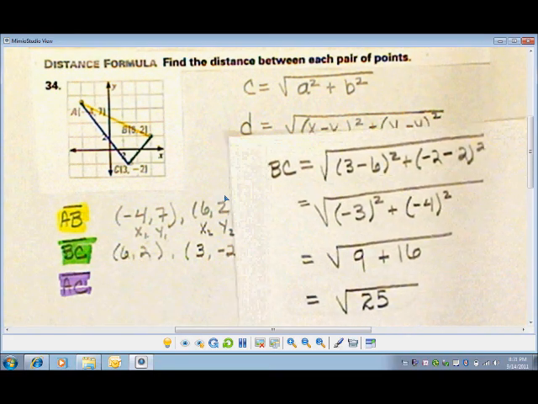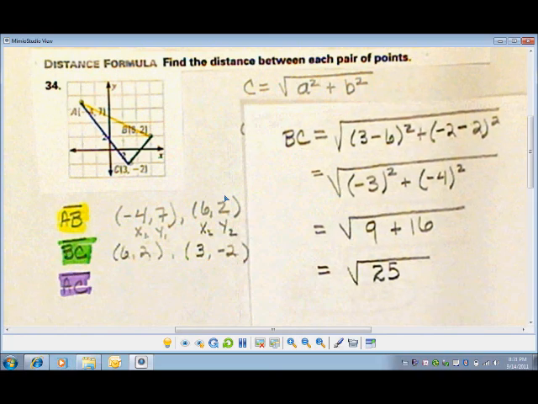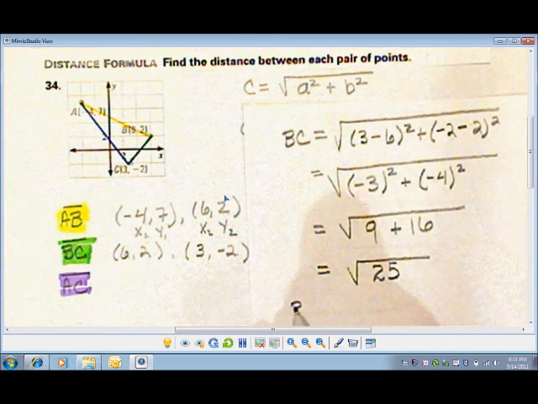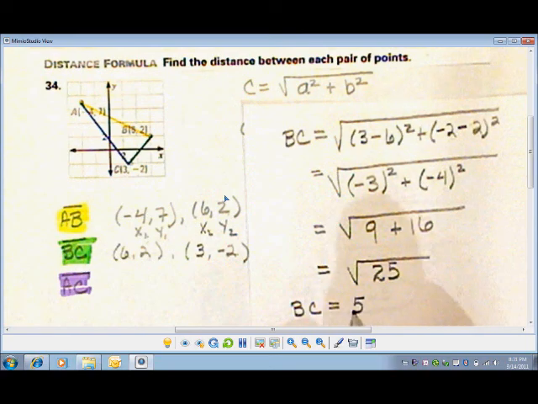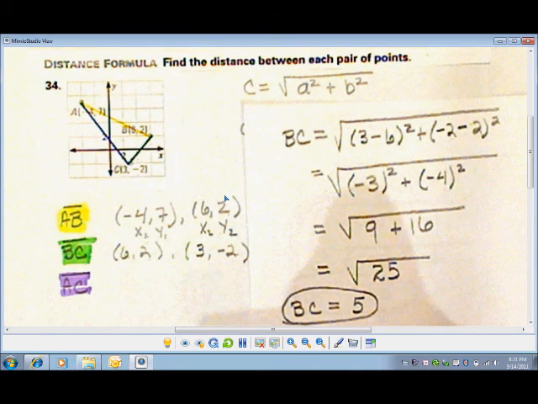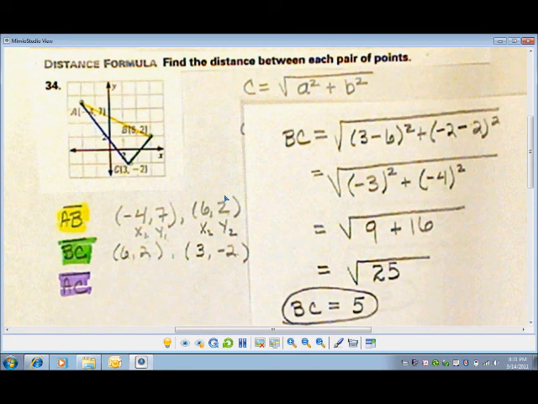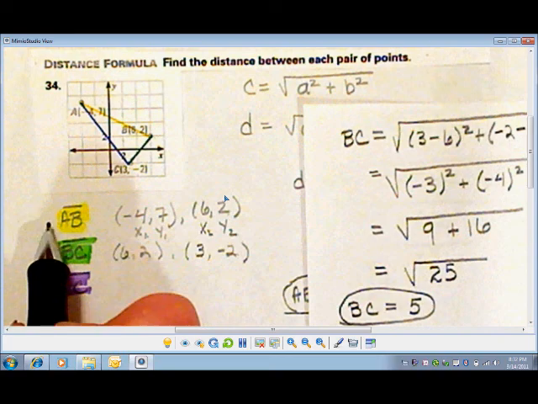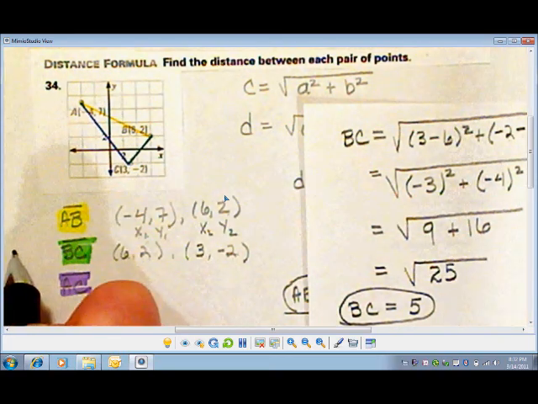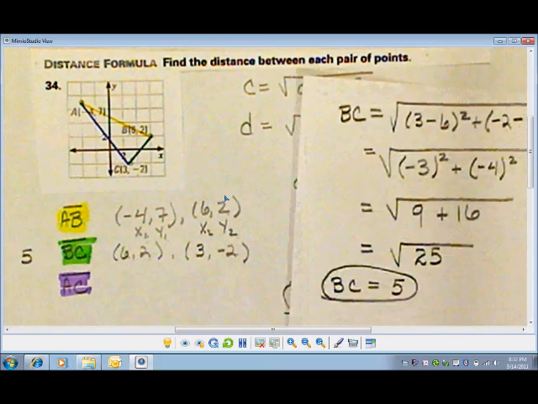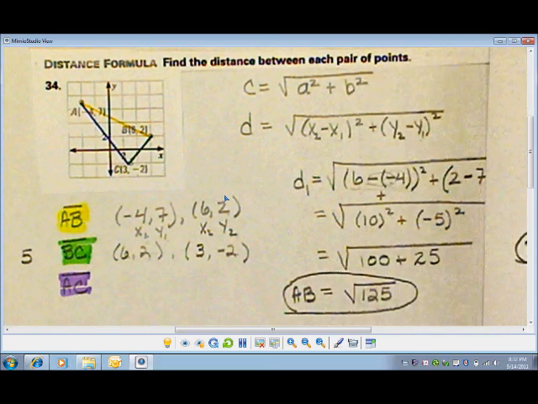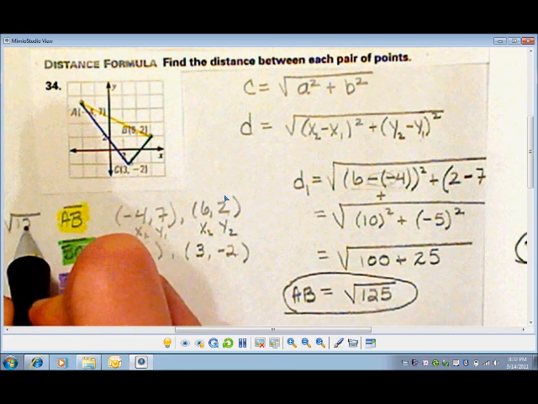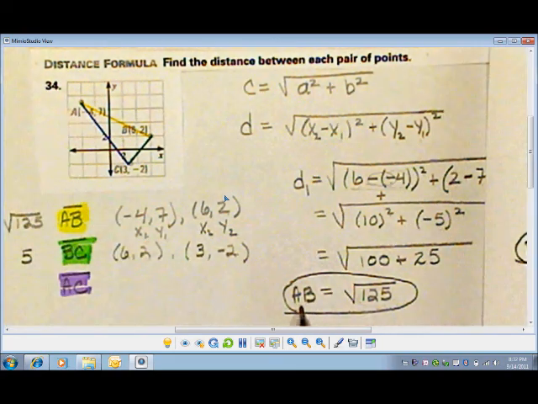But I know the square root of 25 is a perfect square. So BC equals 5. Okay. In fact, because this is getting so long, I'm just going to write the answer over here. So BC was 5. And the length of segment AB was the square root of 125. But I do need to write my answer like this because I'm looking for the distance. Okay, we have one more.